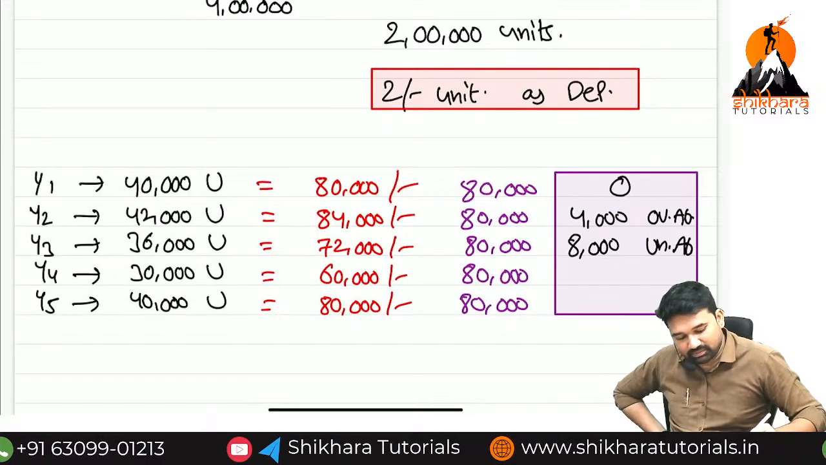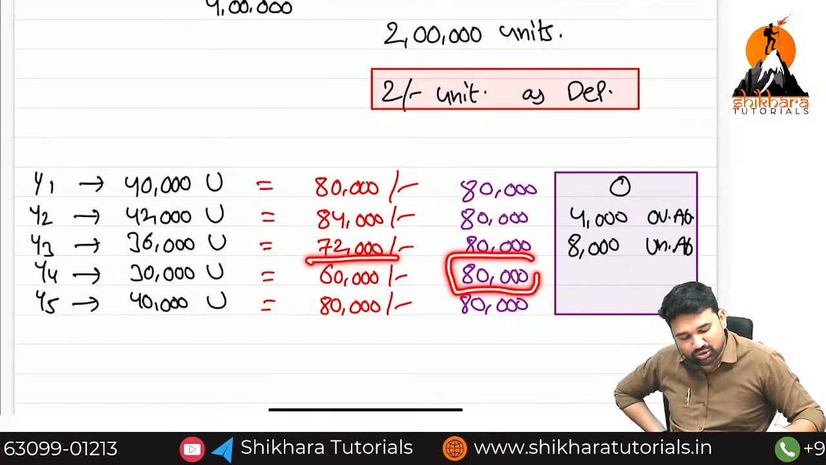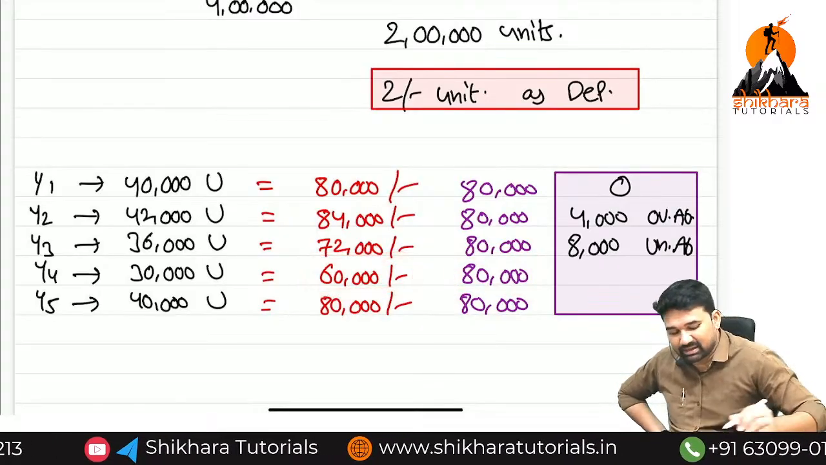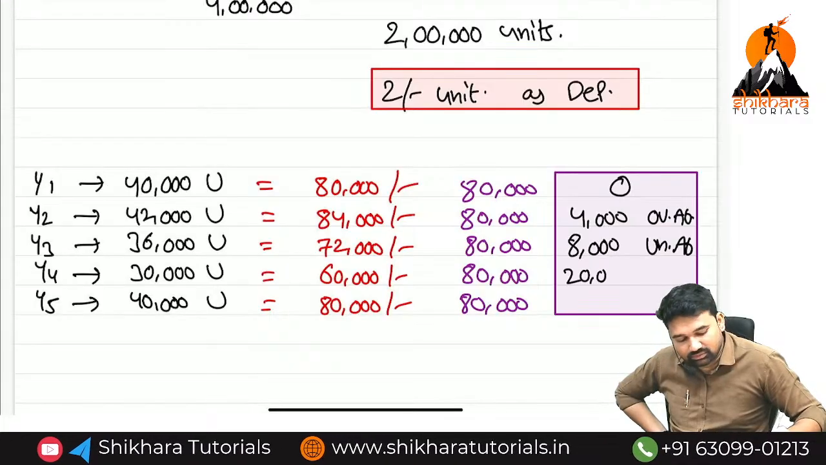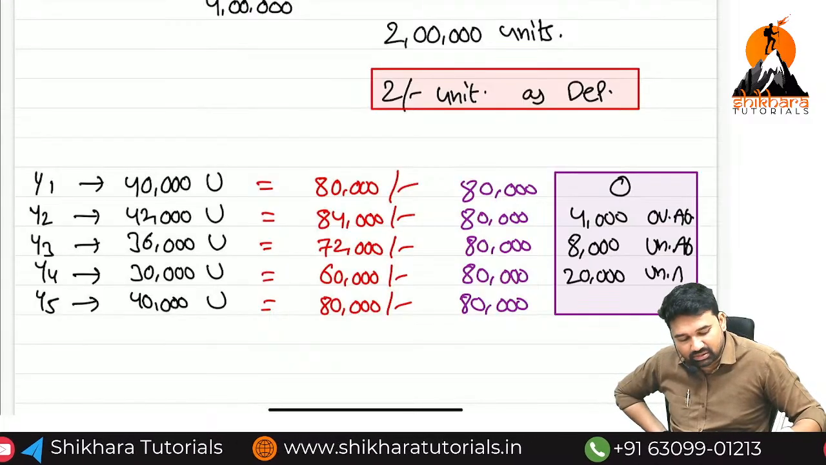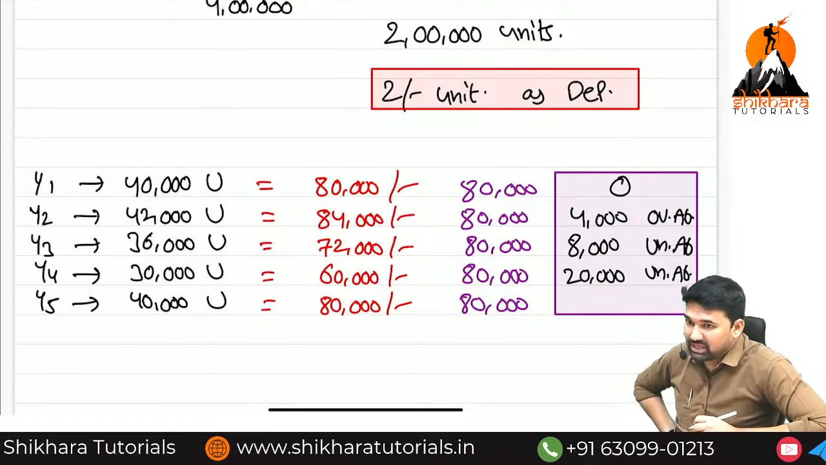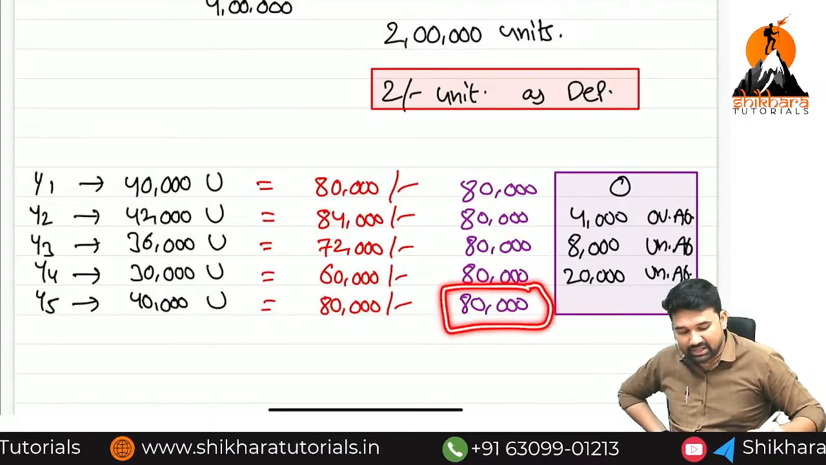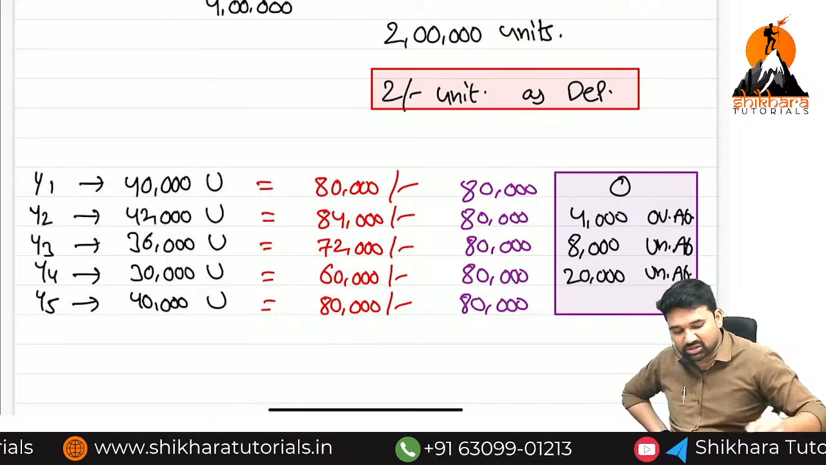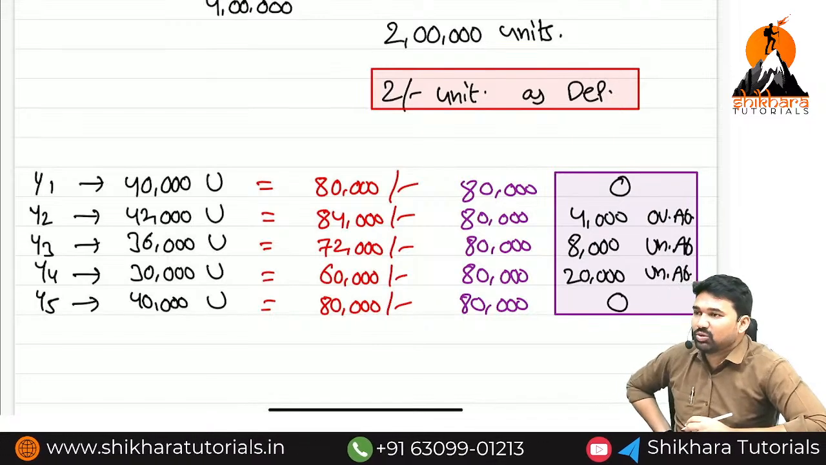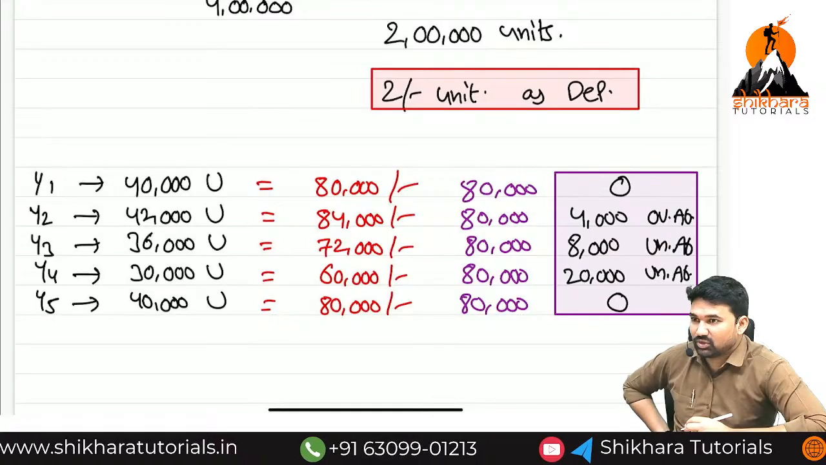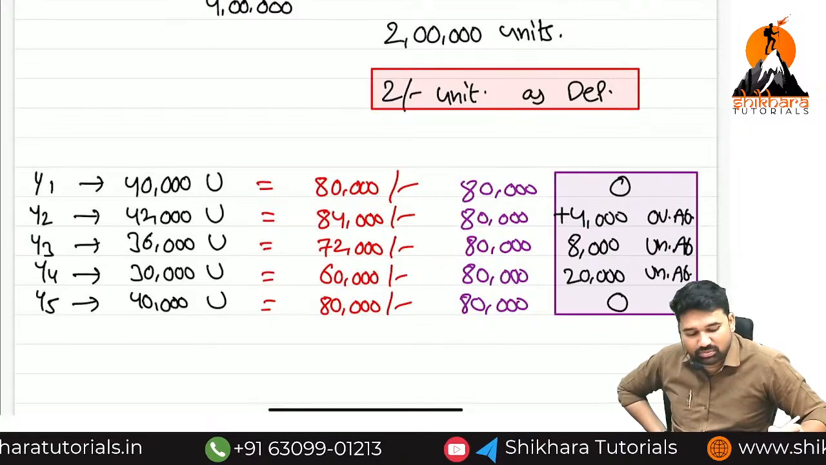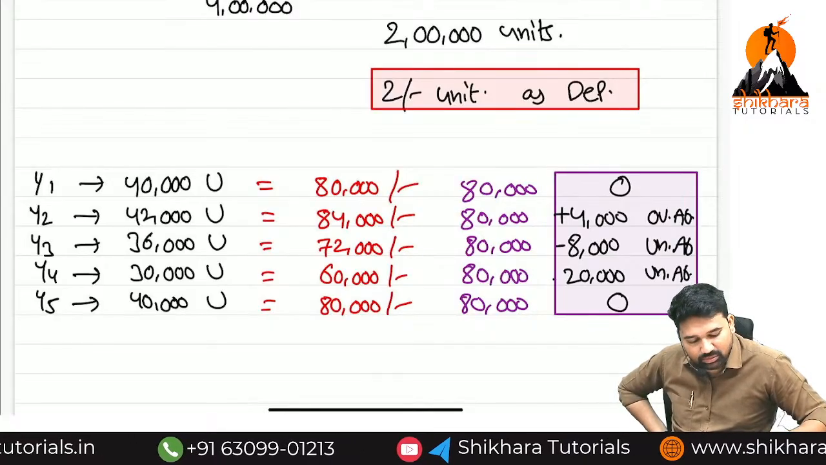Okay. Next one. How much you are supposed to recover? 80,000. And how much you have actually recovered? 60,000. Again, 20,000 under absorption. Okay. Next, in year 5 also, how much you should recover? 80,000. How much you are able to recover? 80,000. So, no under absorption, no over absorption. Okay. So, we will allocate plus sign for over absorption and minus sign for under absorption.